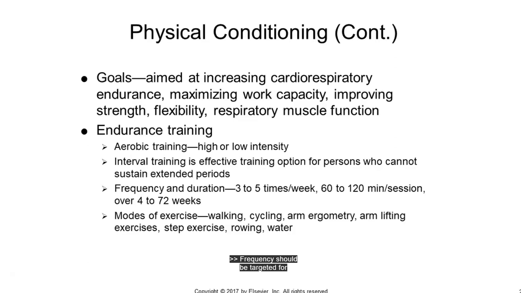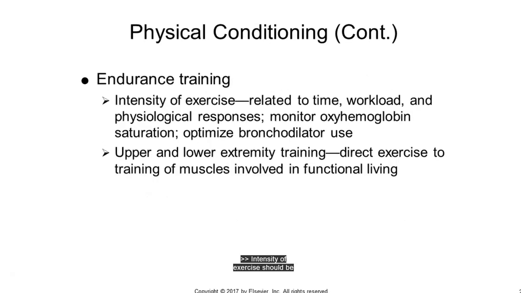Frequency should be targeted for 3 to 5 times per week for 1 to 2 hour sessions over 4 to 12 weeks. Intensity of exercise should be related to the patient's ultimate goals. For instance, if a patient wants to be able to walk their dog for 30 minutes at a slow and steady pace, then exercise should be tailored to meet that goal. It should also be set up to a specific time interval and workload while watching physiological responses.